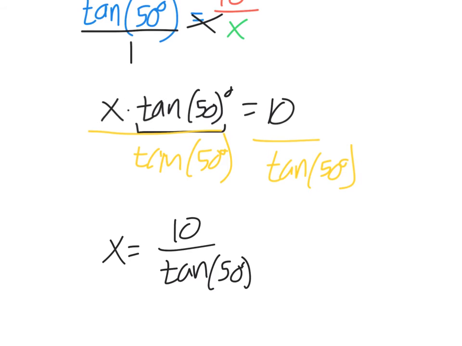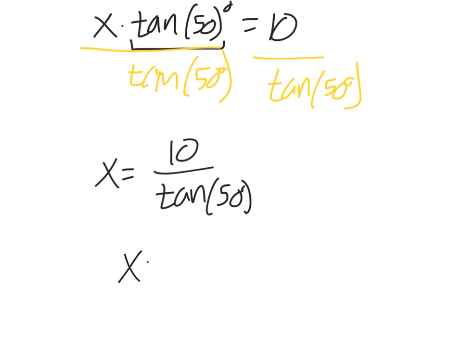Now you're going to bust out your graphing calculator or your scientific calculator. It should be able to do this for you. And what you need to do is make sure you type it in. And as I've stated in previous videos, you need to make sure you are in degree mode when you calculate this value. So 10 divided by the tangent of 50 degrees, as I type it into my calculator, is 8.39. And that would be the value of x, which is 8.39.